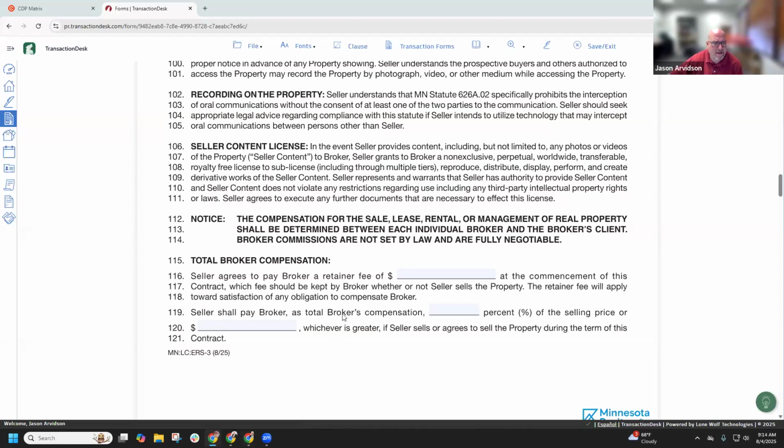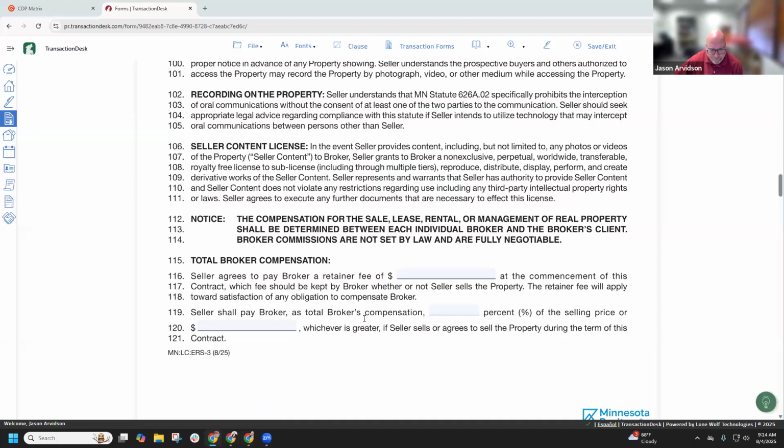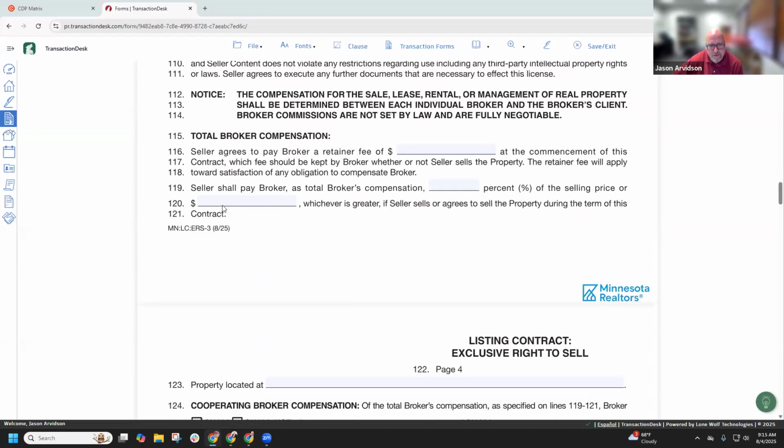119, let's jump ahead to that. Seller shall pay broker as total broker's compensation, percent of the selling price, or blank, whichever is greater. And this one here, they just changed the wording of this. So this is the same thing as it's always been. It's just a little bit more clear.